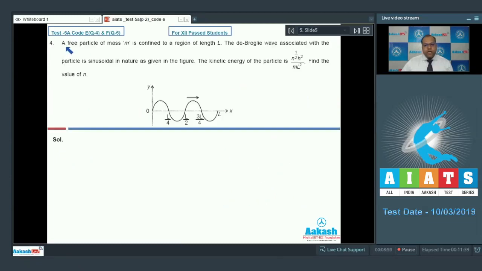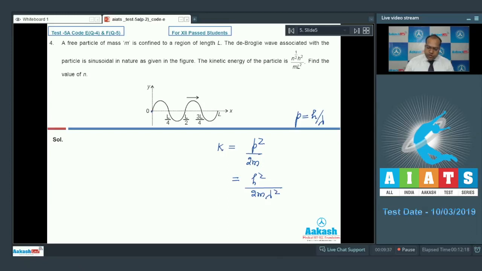In question number 4, a free particle of mass m is confined to a region of length L. The de Broglie wave associated with the particle is sinusoidal in nature as given in the figure. The kinetic energy of the particle is given by this expression. Find the value of n. So the kinetic energy of the particle is given by p square by 2m, where p can be written as h by lambda from the de Broglie hypothesis. So we can write this as h square upon 2m lambda square.